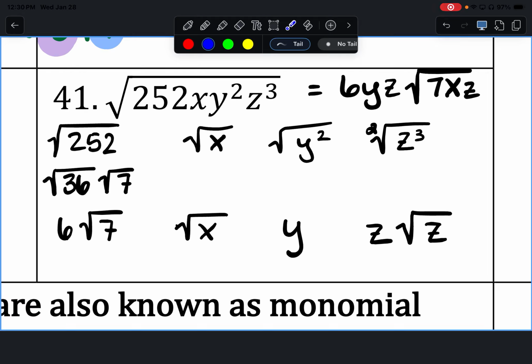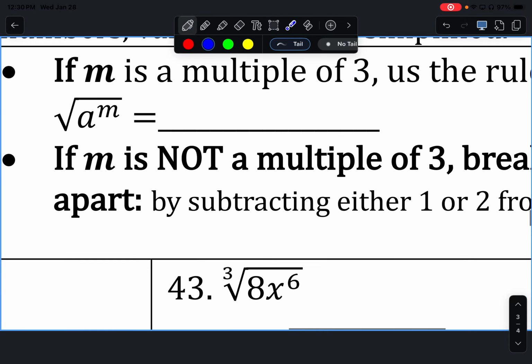To find the square root, you divide the exponent by 2. What do you think you do with the cube root? Divided by 3. So right here, we're going to put in the cube root right there, and we're going to do a to the m divided by 3. Okay, that is what we are checking on these.